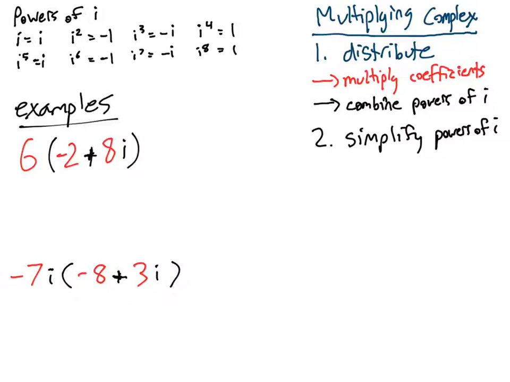Hey there, in this video we're going to multiply complex numbers that include more than one term. So we're going to need to distribute just like we did when we're multiplying polynomials. So let's start with this first example. We need to distribute and multiply 6 times negative 2, that gets us negative 12, and multiply 6 times 8i, which is 48i.